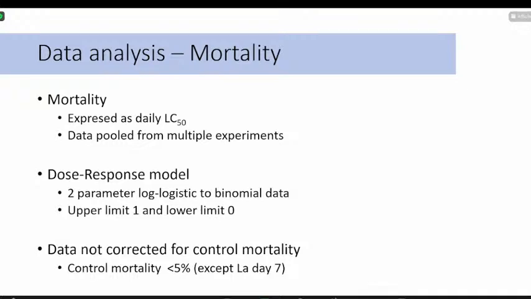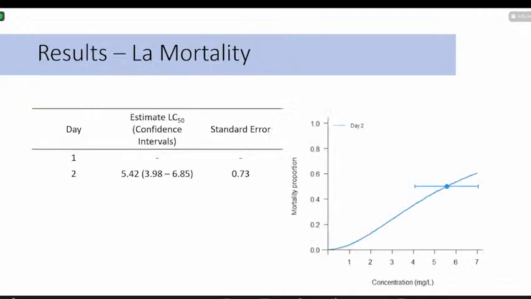So also, which was something that was very good, we did not have to correct the data for mortality. So we fixed it to 0 because our control mortality was always below 5%, except for the lanthanum on day 7. So then our results, as you can see here in this graph, the day 2 LC50 value estimated was 5.42 milligrams per liter.